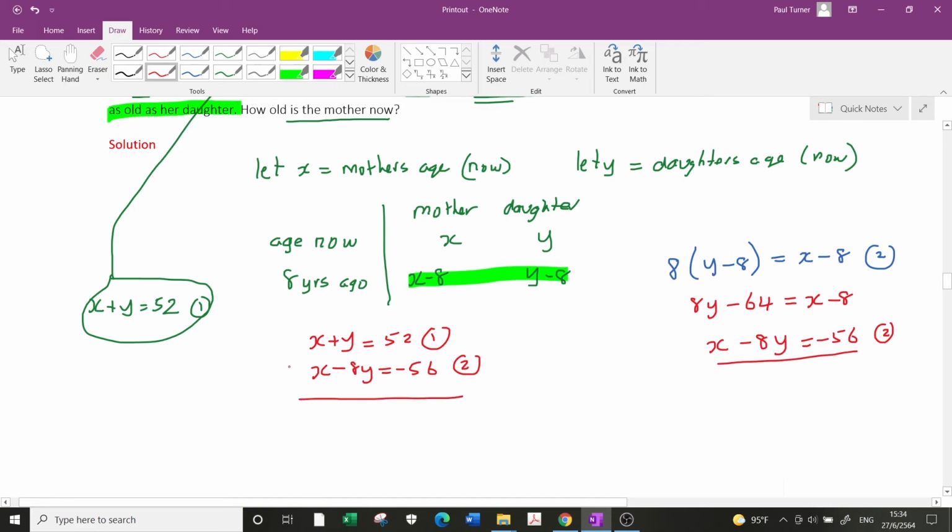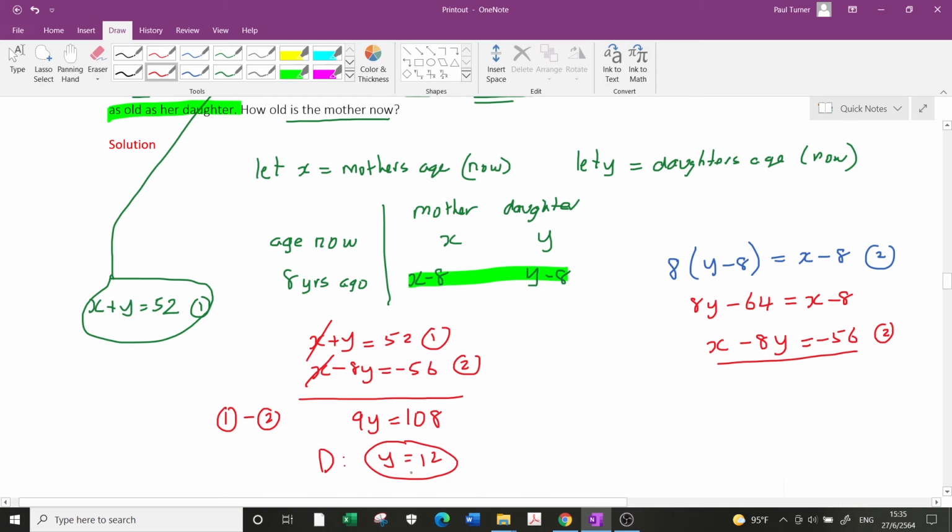So we can subtract these. So 1 minus 2. So x minus x cancel. Y minus negative 8. 1 minus negative 8 will be 9. The 9y equals 52 minus negative 56, that's 108. The y in this case is 12. So that means the daughter is 12 years old now.